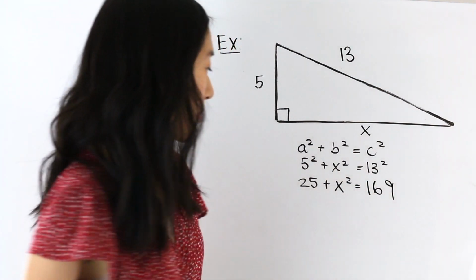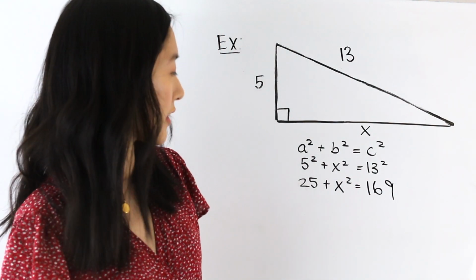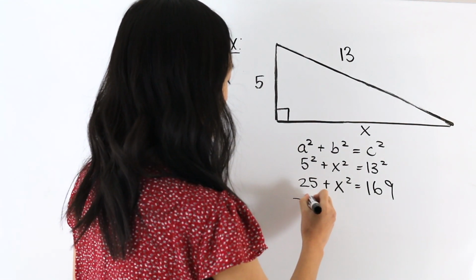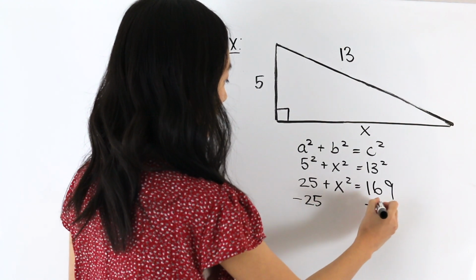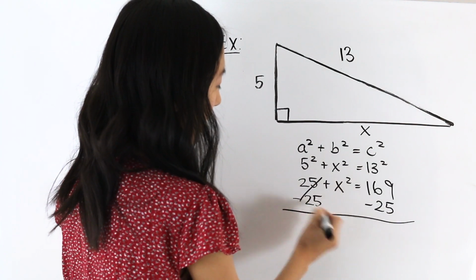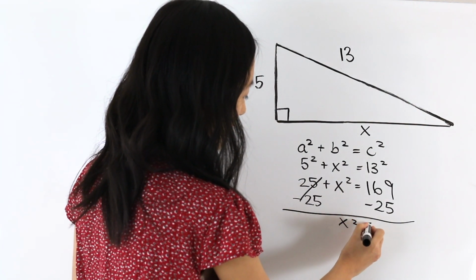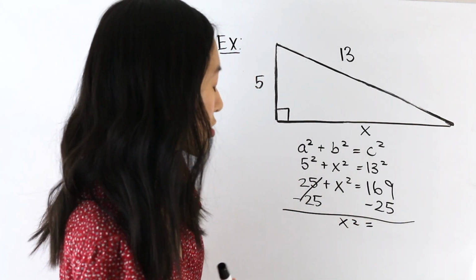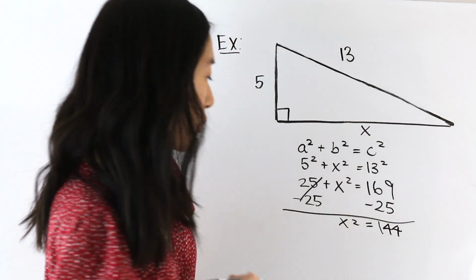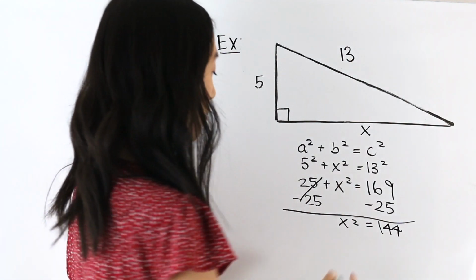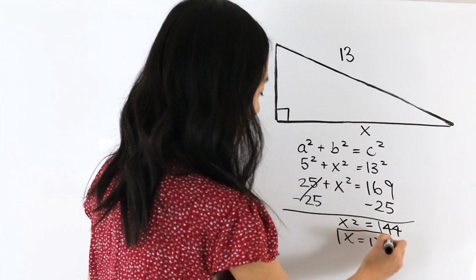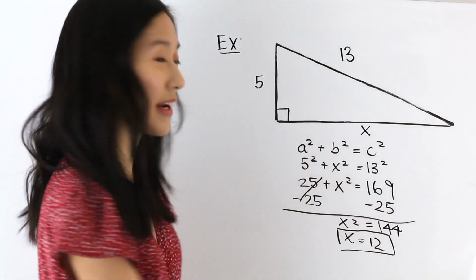And then from here we are going to want to isolate the x squared. So we're going to do that by subtracting both sides by 25. And then these two cancel, and then we end up with x squared is equal to 169 minus 25, which is 144. And then from here, we are going to take the square root of both sides, and we are going to get x is equal to 12, and so that is our final answer. So that's the value of this leg right here.